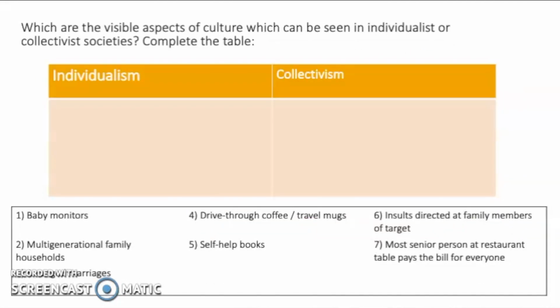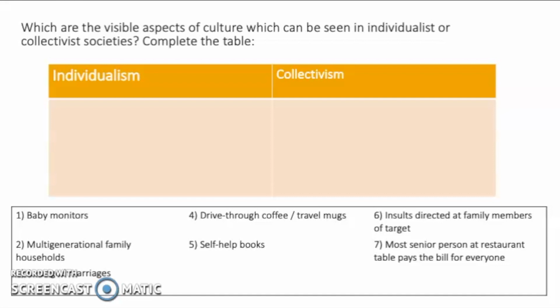So which are the visible aspects of culture that can be seen in individualist and collectivist societies? Here's the table. So there's individualism and collectivism. I put all these down at the bottom here, and I thought it might be an interesting thing for you to try. So what you can do is you can pause the video, and then you can try to arrange these 7 different things into the table, either individualism or collectivism, and see how you do.